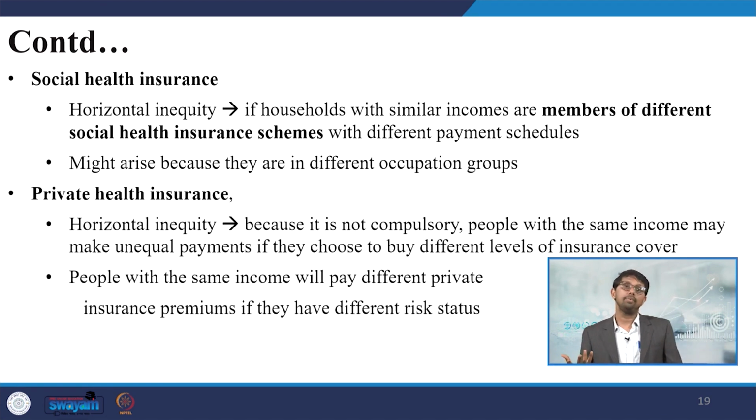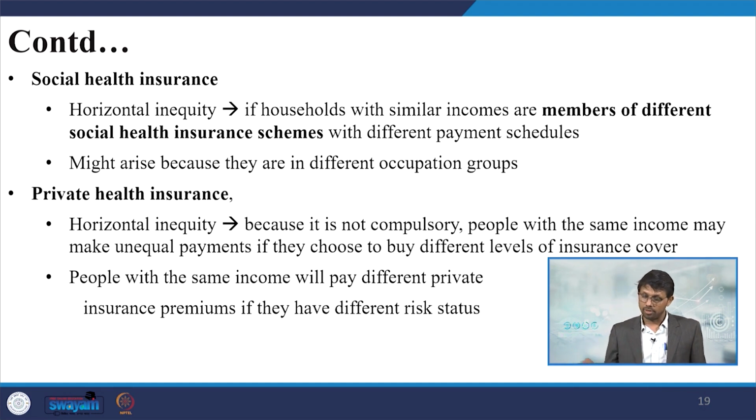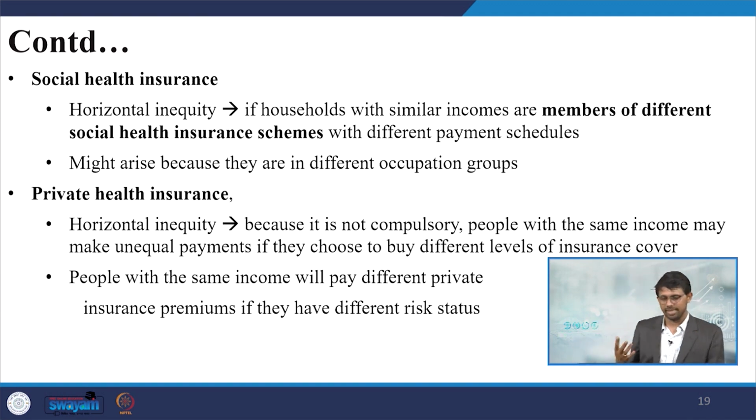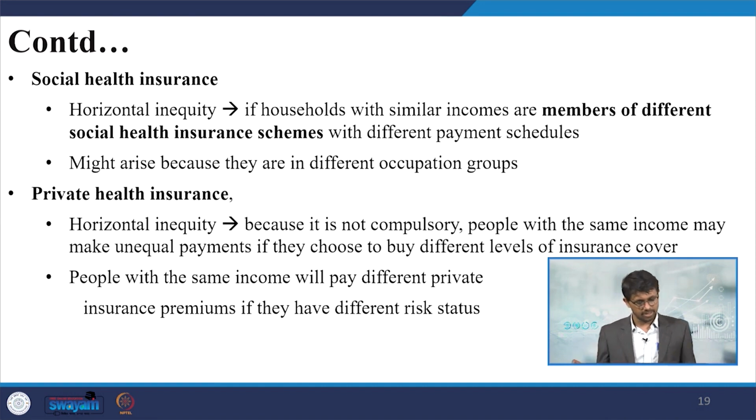Now coming to private health insurance, horizontal inequity occurs because it is not compulsory, and people with the same income may make unequal payments if they choose to buy different levels of insurance cover. People with the same income will also pay different private insurance premiums if they have different risk status. Hence, that is to a large extent defined as horizontal inequity.